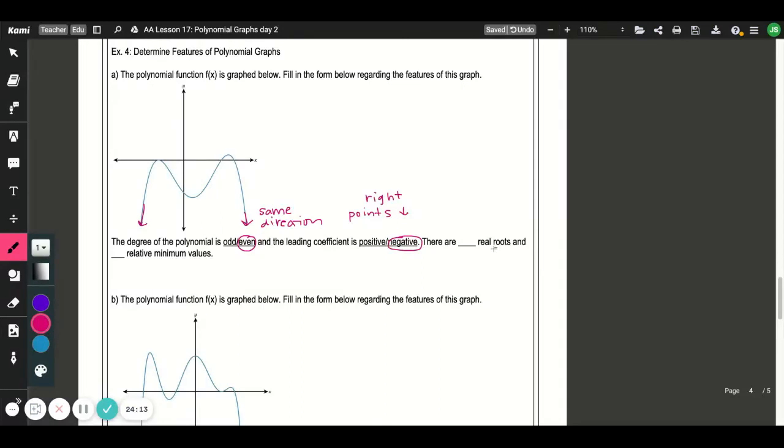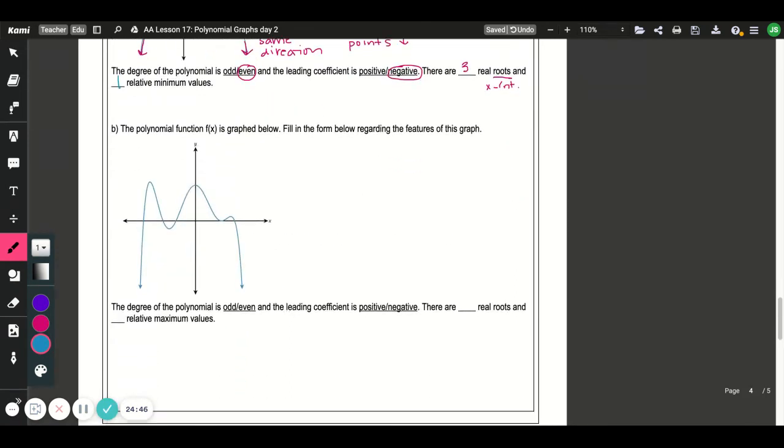There are how many real roots? Roots are x-intercepts. So how many x-intercepts are there? 1, 2, 3. And how many minimum values? So minimum happens at the bottom of like a valley. There is one minimum right here. Okay, why don't you pause me for one last example and see how you do on this one.